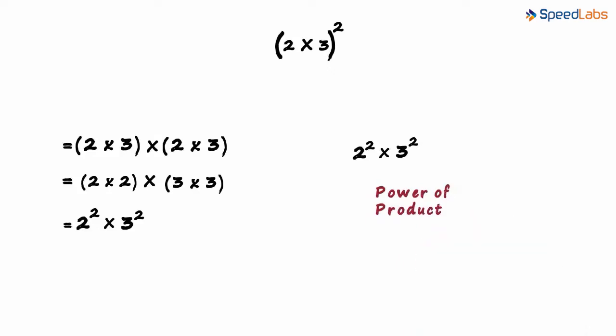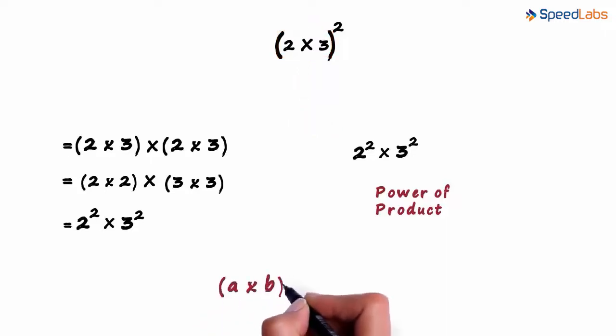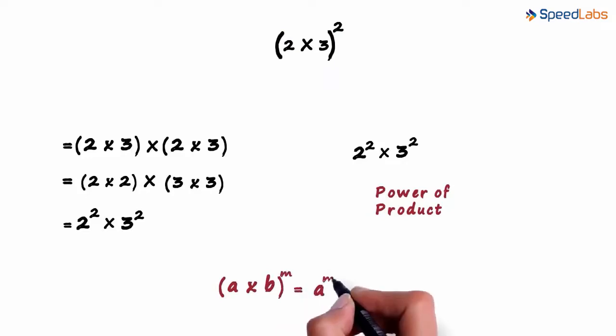It's called so since it's the product that is raised to some power. The product is the base. So if we have to generalize the property, we can write it as a multiplied by b, the whole raised to m, equals a raised to m multiplied by b raised to m.